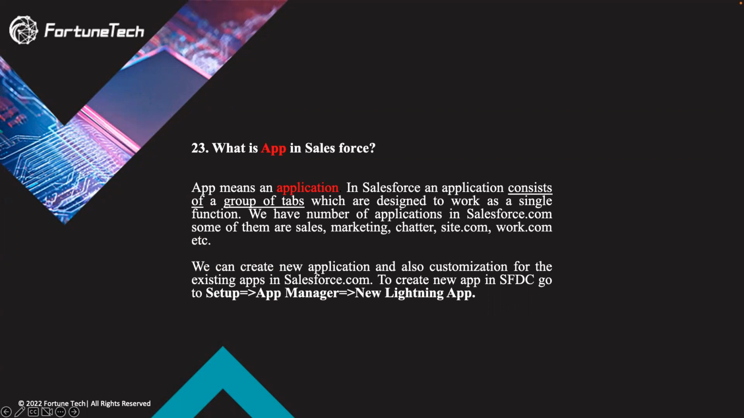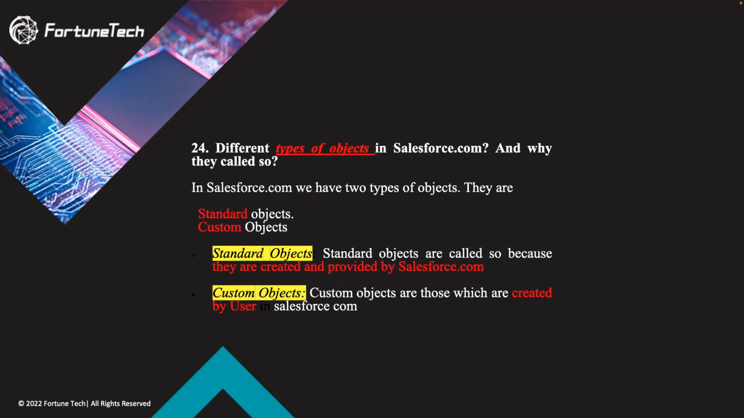Okay, let's talk about the objects. What types of objects do we have in Salesforce? Standard and custom. Why do we call them standard or custom objects? It is not tricky. The standard ones just come with Salesforce by default, and the custom ones we create ourselves, by the user. All right. So what is an object in Salesforce?